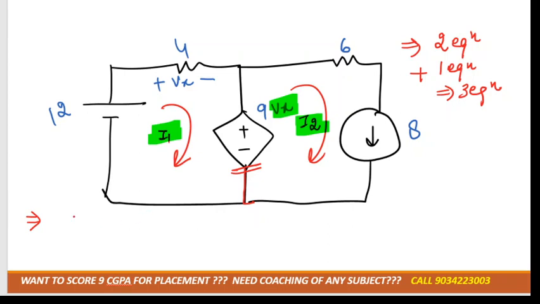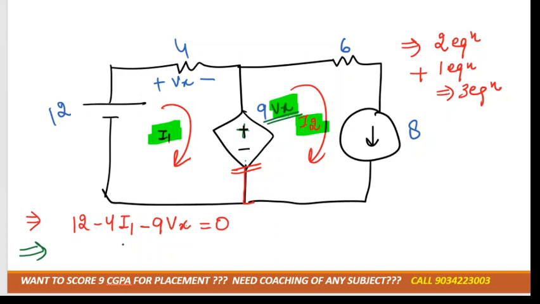12 minus 4 I1, because in this branch the current flowing is I1. Okay, then minus Vx is equal to 0, because it will behave as a voltage source, and the value of the voltage source is Vx. So I'll write down the complete value of voltage. Okay, now tell me the next equation.